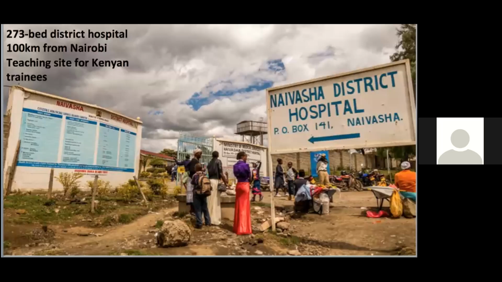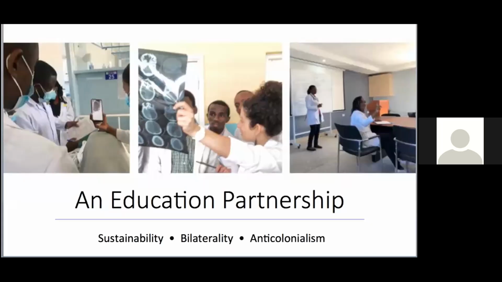We're the only international partnership and provide a substantial amount of the clinical teaching when we have a resident presence there. The foundation of the Naivasha rotation is that it is first and foremost an education partnership. With that does come clinical care, but our goal is to be supportive and to help where asked rather than supplanting or replacing or providing the direct clinical care. We do aim to be a sustainable partnership.